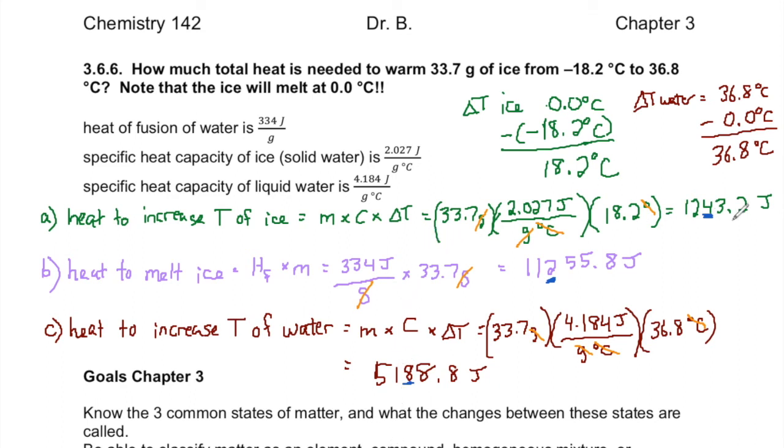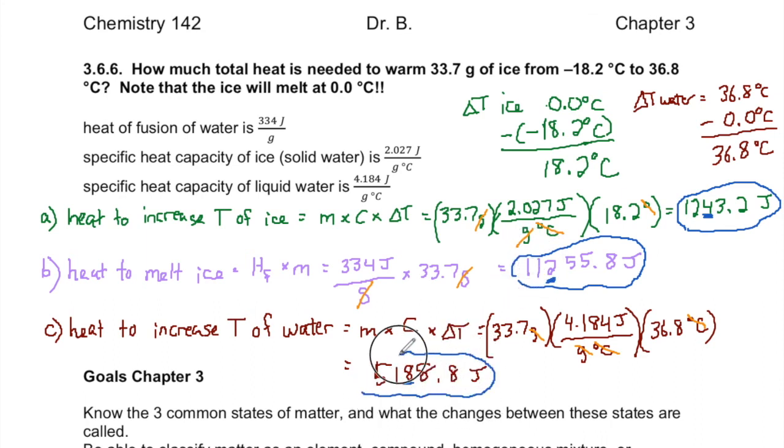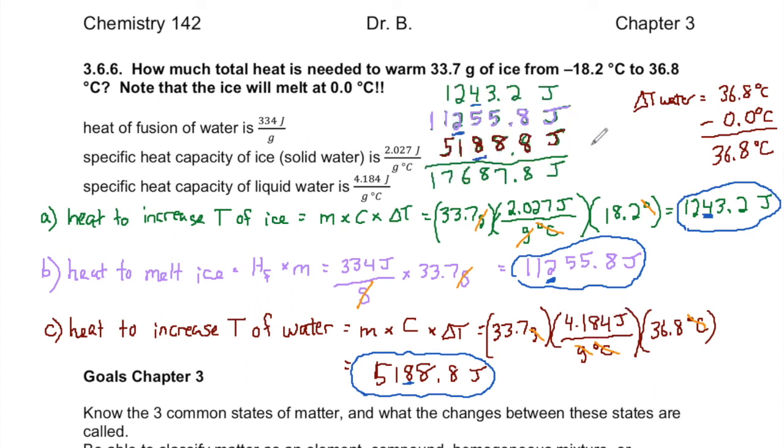And the total heat is going to be all of these amounts. So this one for warming up the ice, this one for melting the ice, and this one for warming up the water. And we're going to add all these together. All right, here I tried to keep them color-coded. I'm adding up all 3 of these steps. The first step, 1,243.2 plus or minus 10. The second step, 11,255.8 plus or minus 100. And the third step, 5,188.8 plus or minus 10.